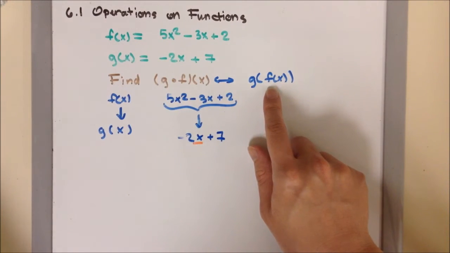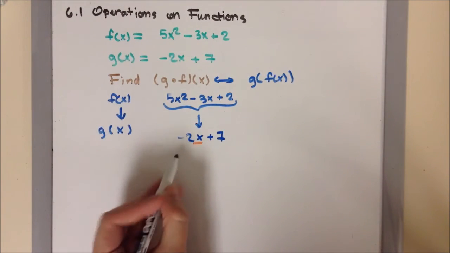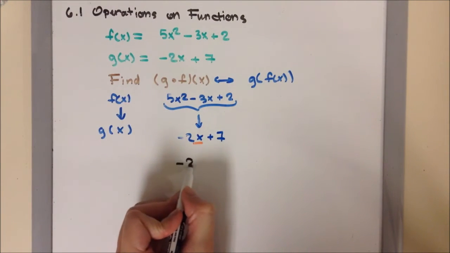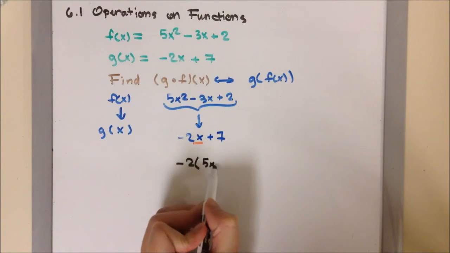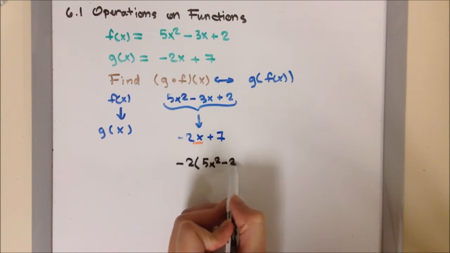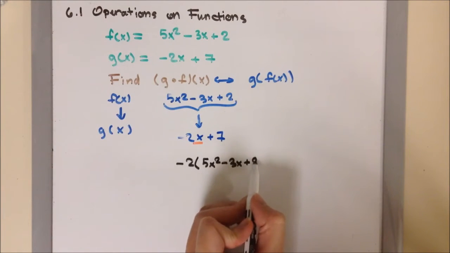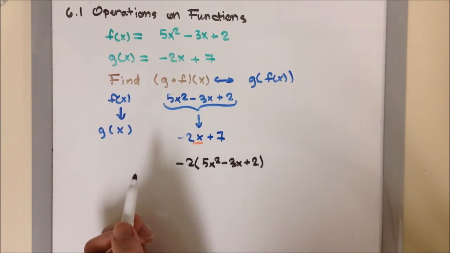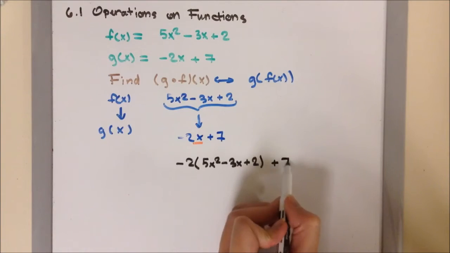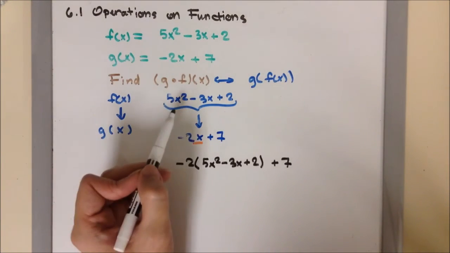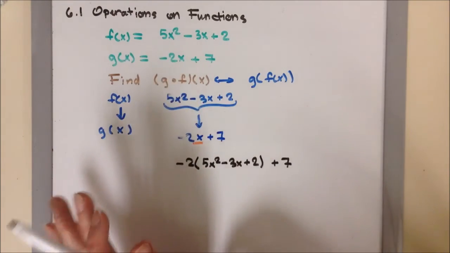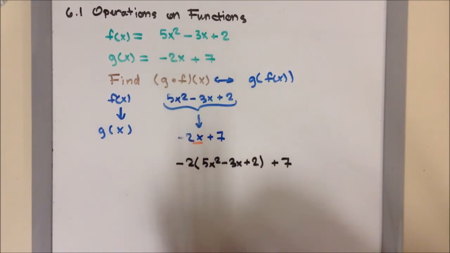So when I do that, this is what it's going to look like. Negative 2 on the outside, parenthesis, I'm going to plug in 5x squared minus 3x plus 2, close parenthesis, and then plus 7. So again, all I did was replace x with this function. That's all I did. So composition is plugging one function into the other.